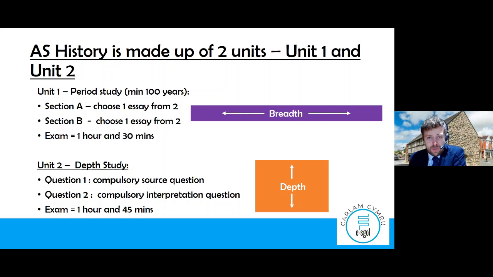Unit 2 then, the depth study, the one we're looking at today, has got one compulsory source question, Question 1, which we looked at last session, and then Question 2, a compulsory interpretation-based question, one that we're going to look at today. Just to recap that, source means something that's made at the time, a contemporary document, whilst an interpretation is something made after the time. By reflecting on what's happened, by using a number of sources, you create your interpretation. And so the exam for this is an hour and three quarters.